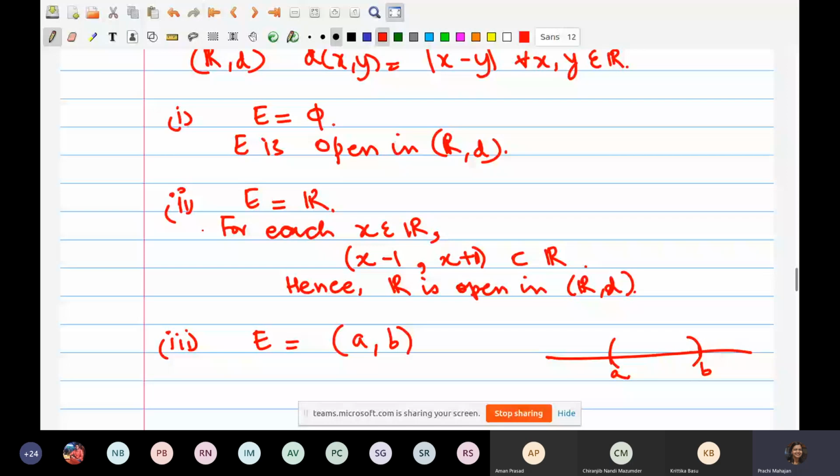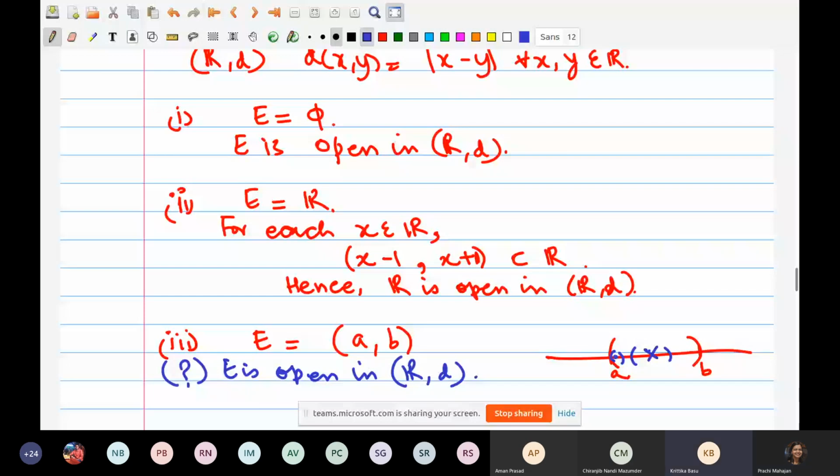Again, a very similar argument as example 2. If I pick a point here, then clearly what I have drawn in blue is a neighborhood of this point which is entirely contained in E. And no matter how close I go to a, I can always do that. Is this okay? Does everybody see this, that E is open in R with the Euclidean metric? Does everybody see that this is the case?